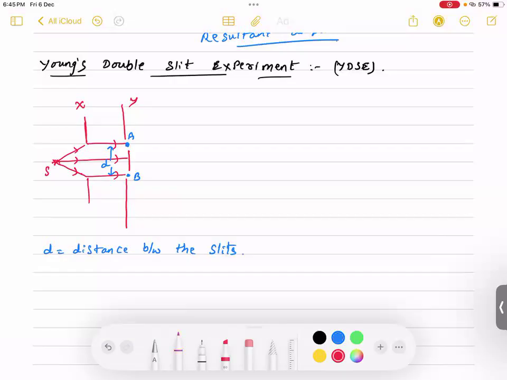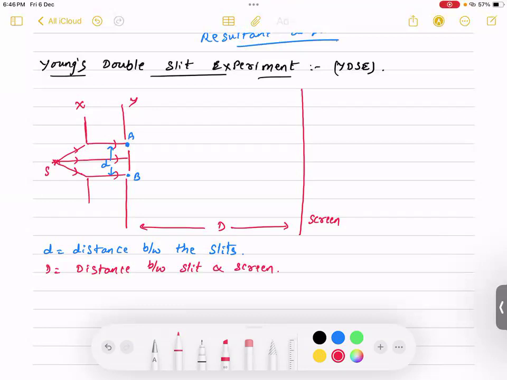So the interference pattern is taken on the screen. From the slits to the screen, I'll keep the distance as capital D. So what is capital D? Distance between the slits and the screen. Now you can take the interference here. At the center, it always forms a constructive one, that is called a bright band. Then next there will be a dark, next a bright, next a dark, like that.